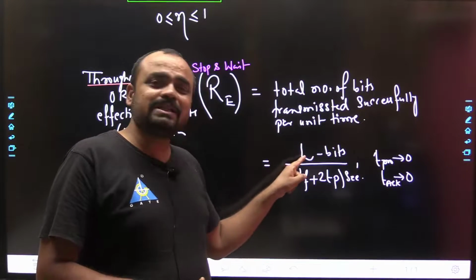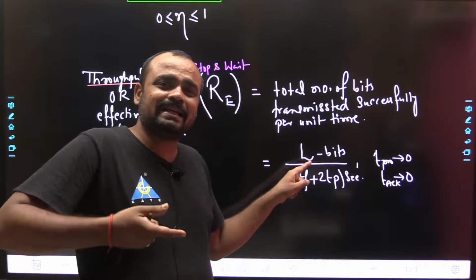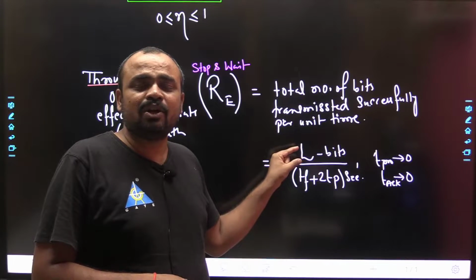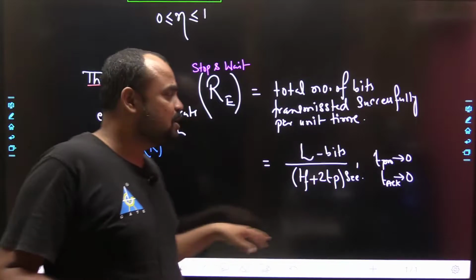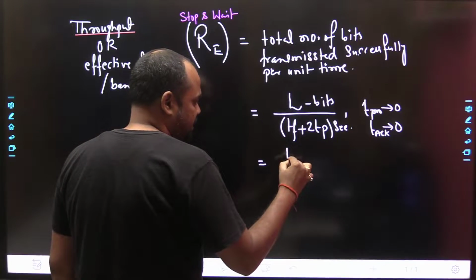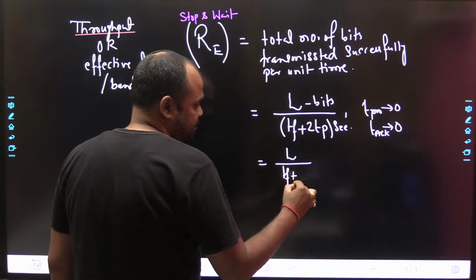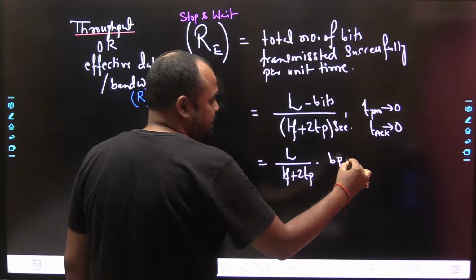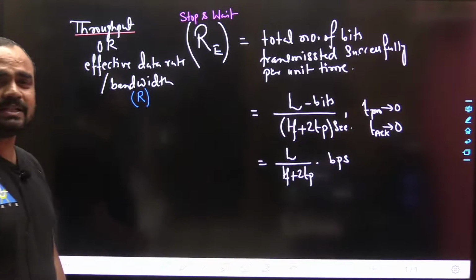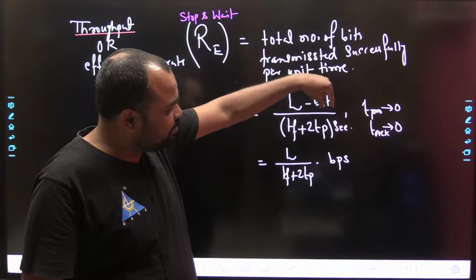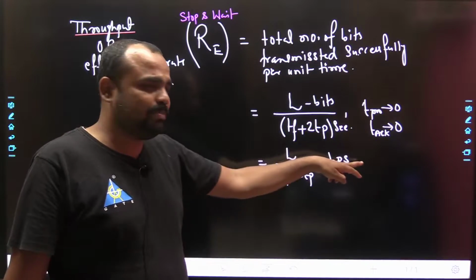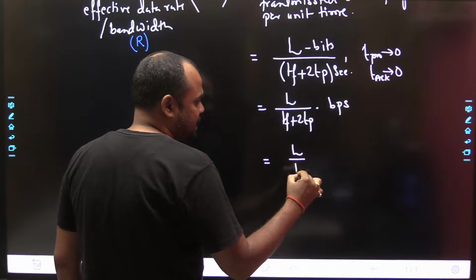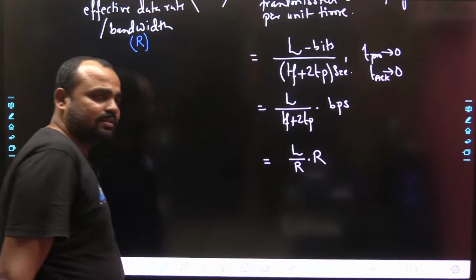So L number of bits will be transmitted by a sender and to confirm the successful delivery of this number of bits, what will be the total time required? This. So ultimately this one will become L upon TF plus 2 TP, in BPS. Here this one is given in the form of bits and this one is seconds. So ultimately you can write bits per second, BPS. Now we are trying to modify this. See, once you divide L by R and just multiply it by R, the things will remain the same.